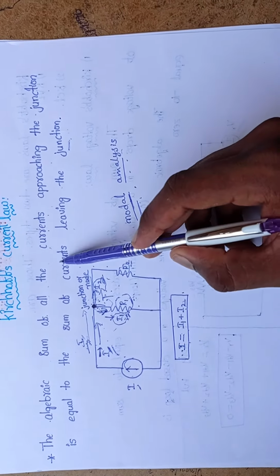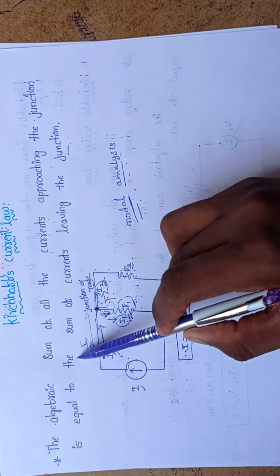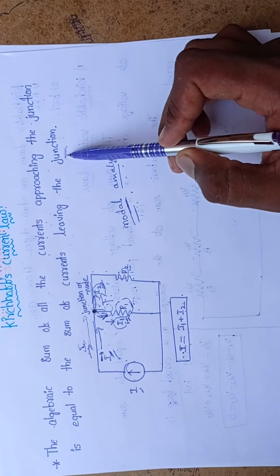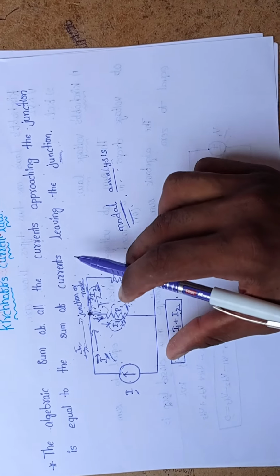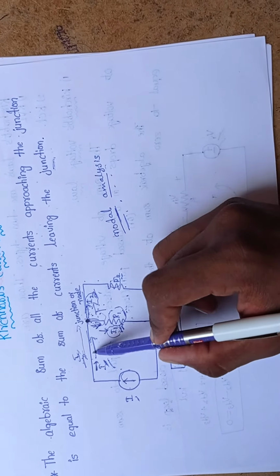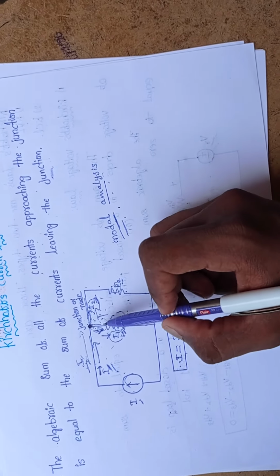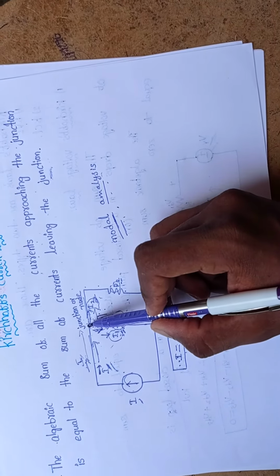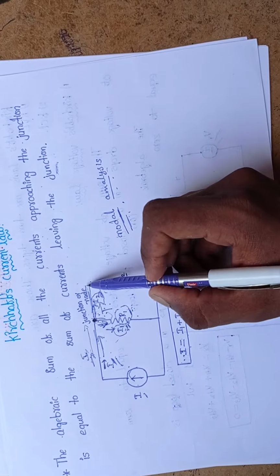The algebraic sum of all the currents approaching the junction is equal to the sum of the currents leaving the junction. Here junction is nothing but the meeting point of two or more branches. Here branches means, let's see this circuit diagram. This is one branch, this is one branch, and this is one branch. The meeting point of these three branches is the junction. Junction is also called a node.